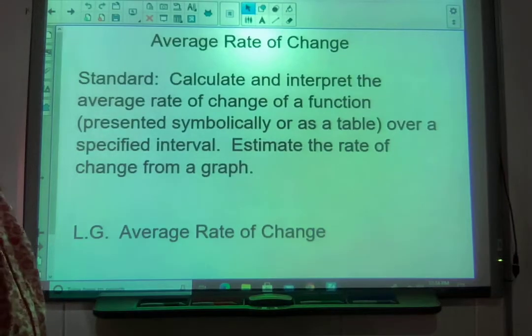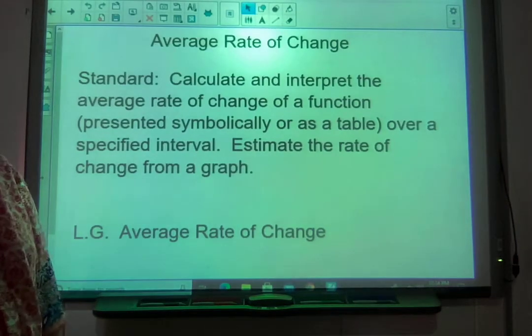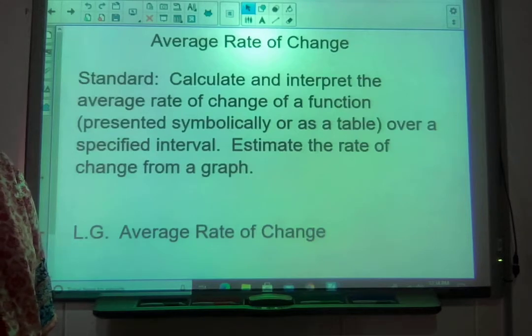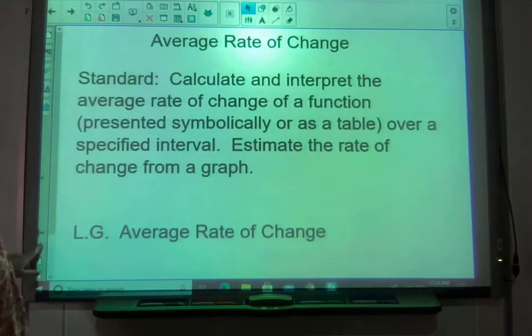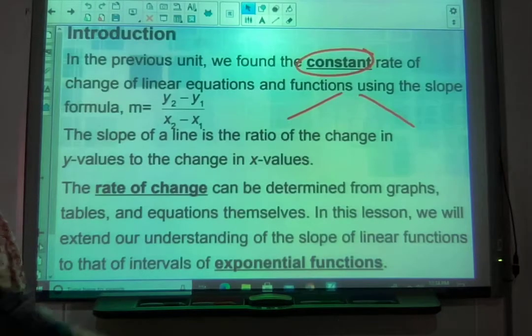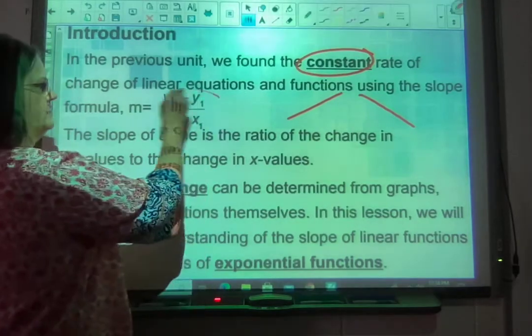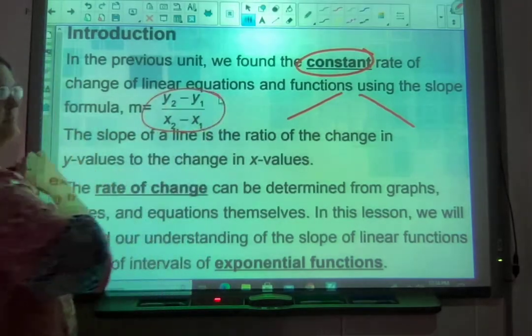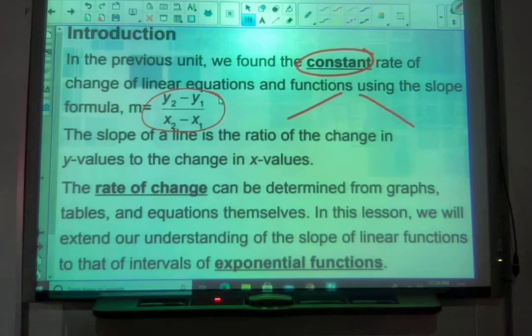Okay, I'm doing average rate of change of an exponential function. Rate of change is just slope, okay? That's all it is. So if you can do the slope of a line, which is y2 minus y1 over x2 minus x1, that's all you have to worry about.